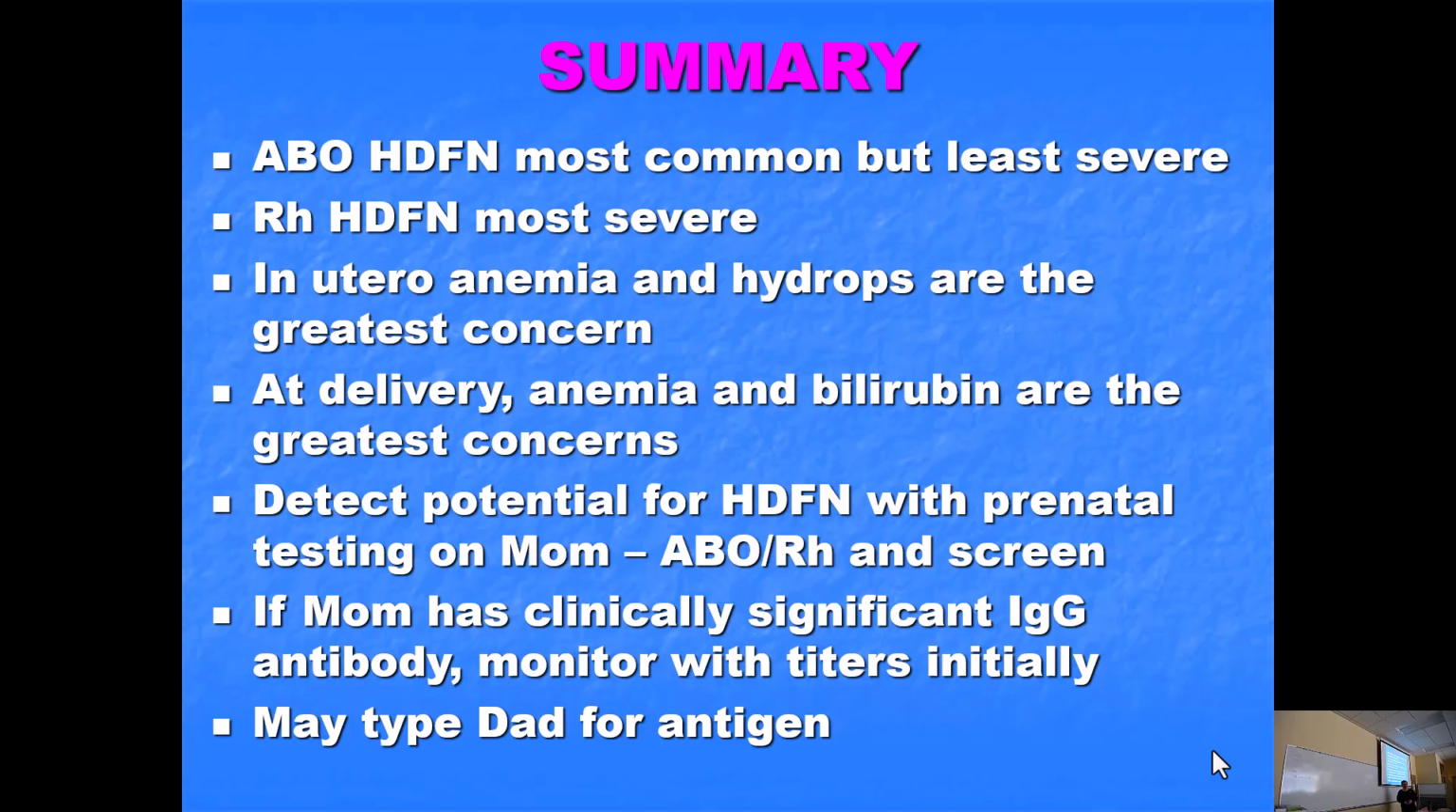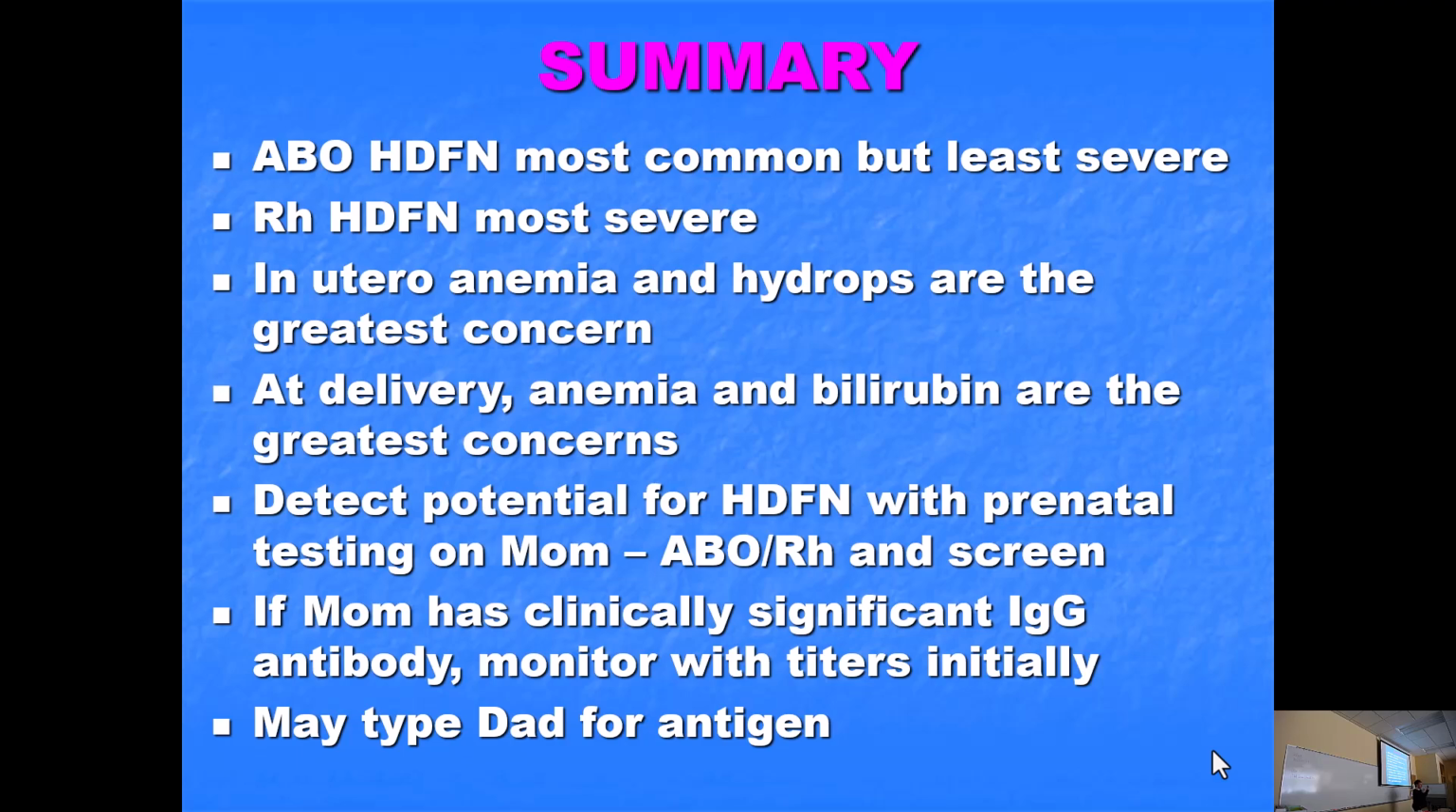So summary, ABO HDFN is going to be our most common but least severe. RH HDFN is going to be our most severe. Thankfully not very common anymore. In utero, anemia and hydrops are our greatest concerns. That's what we're going to worry most about. At delivery, anemia and bilirubin are our greatest concerns. We're going to detect the potential for HDFN with prenatal testing on mom with that ABO/Rh screen. If mom has a clinically significant antibody, we're going to monitor with titers initially, and we're going to try to find dad.